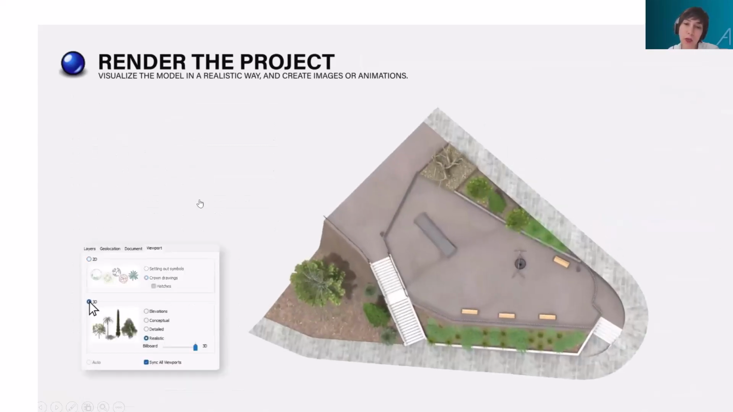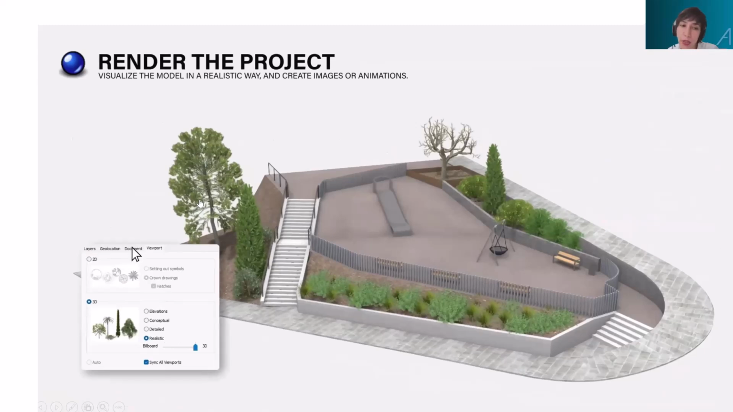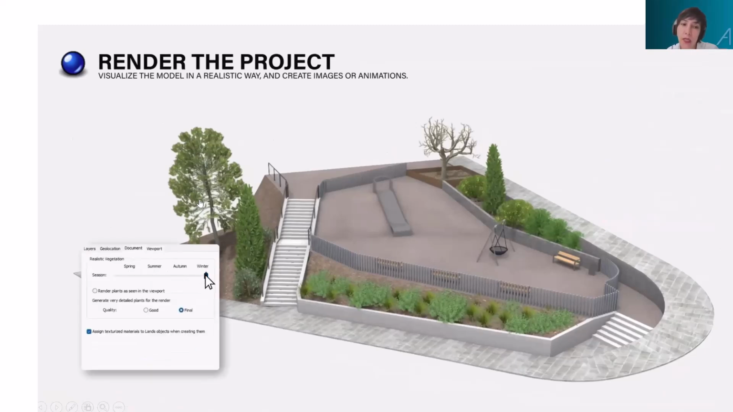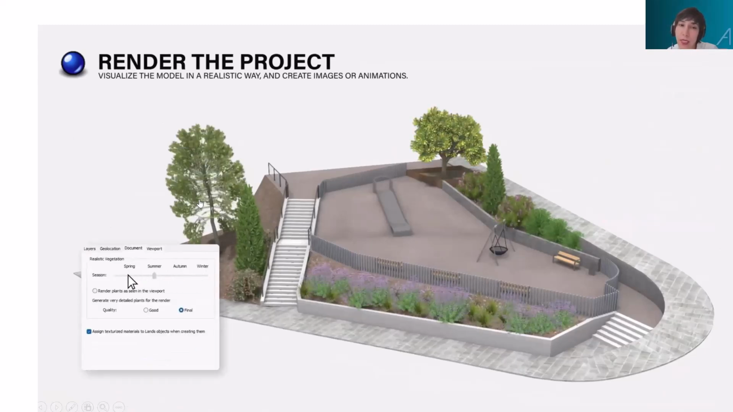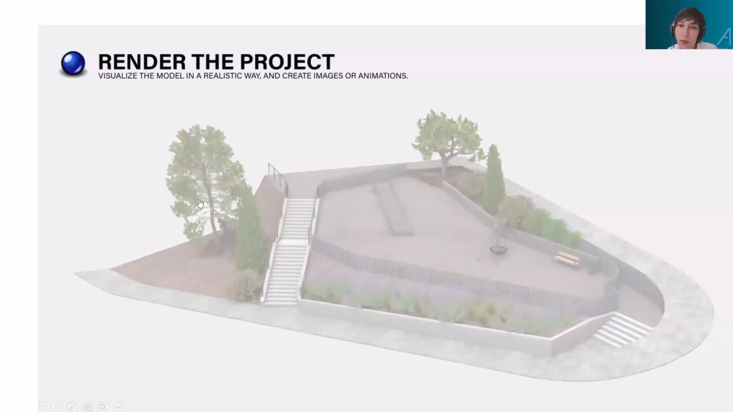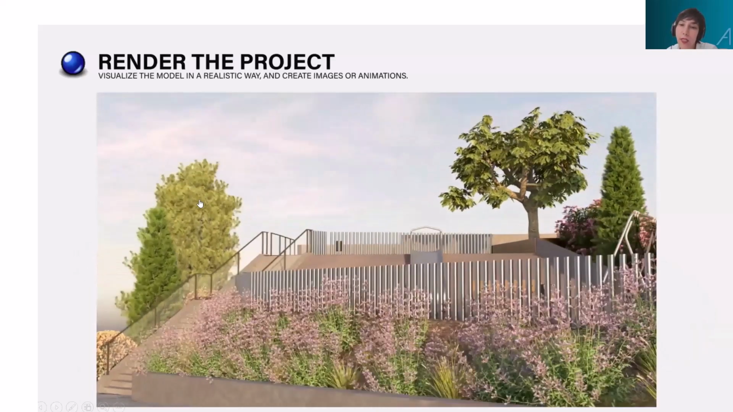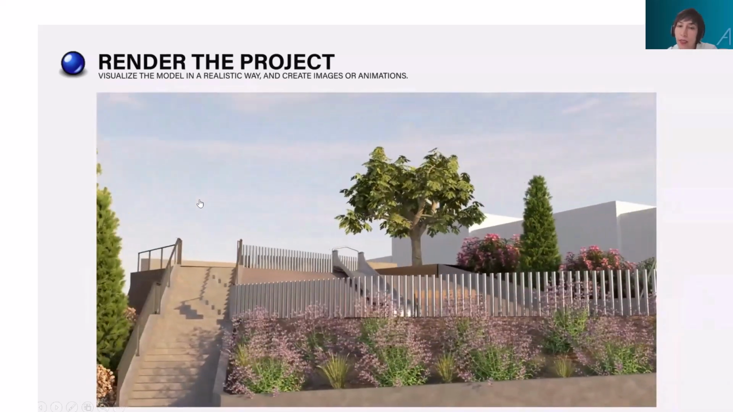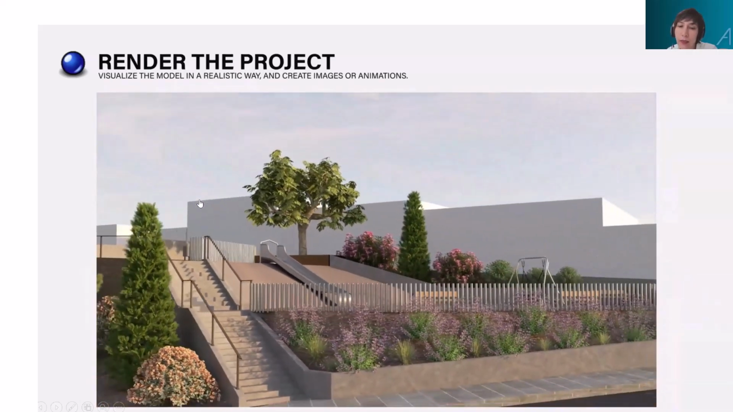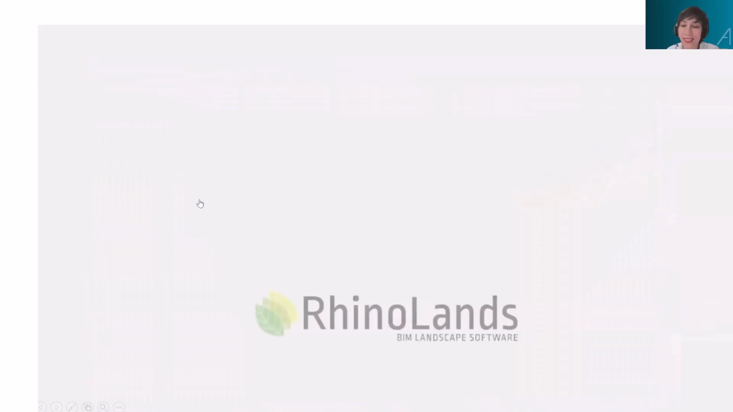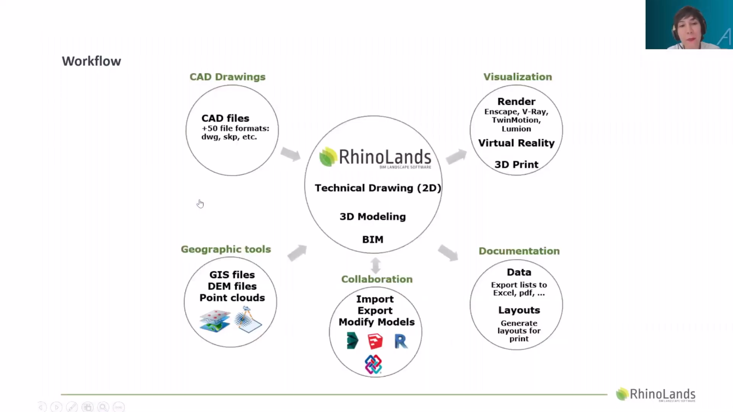When we switch to 3D, we will see how our project looks. We can switch to different seasons of the year, so we can see how the project would look in summer or in winter. And finally, we can shoot a render and see how the final result of the project would look in real life. Okay, so this is the workflow.